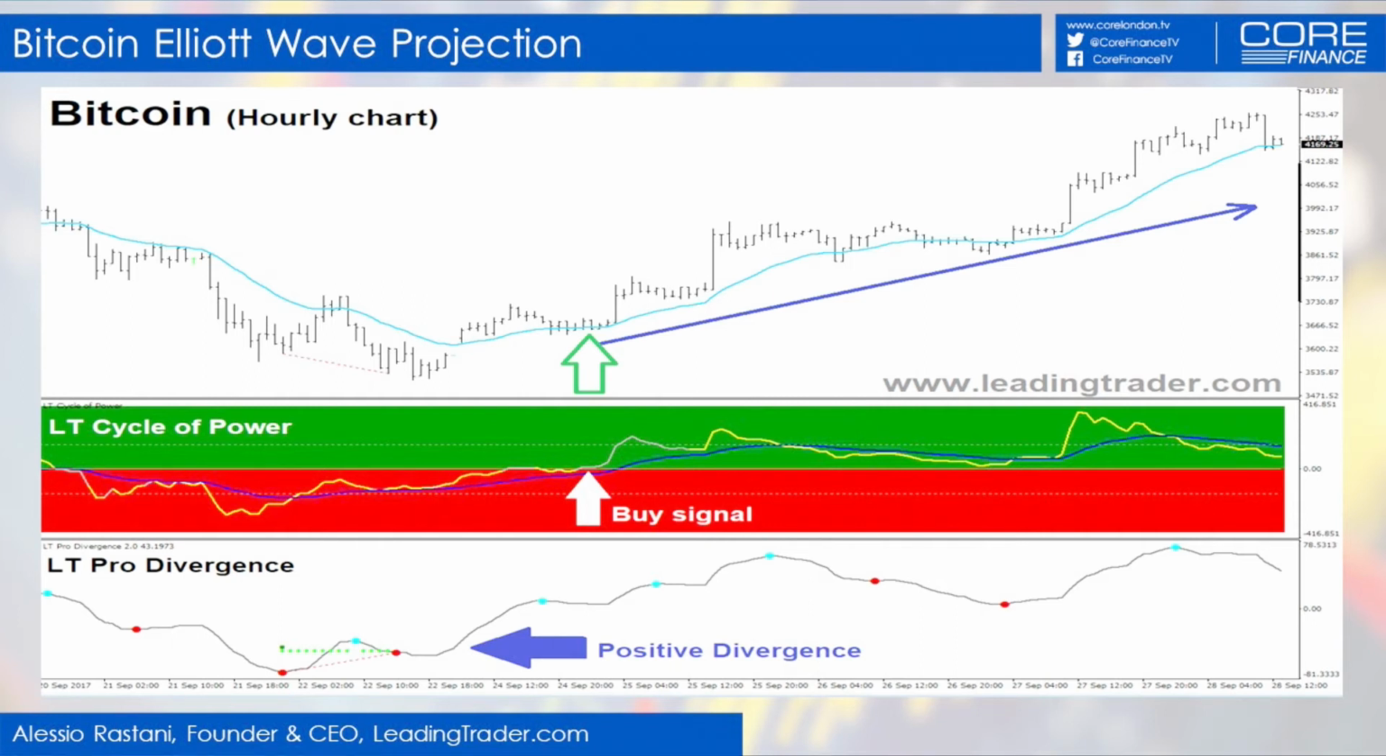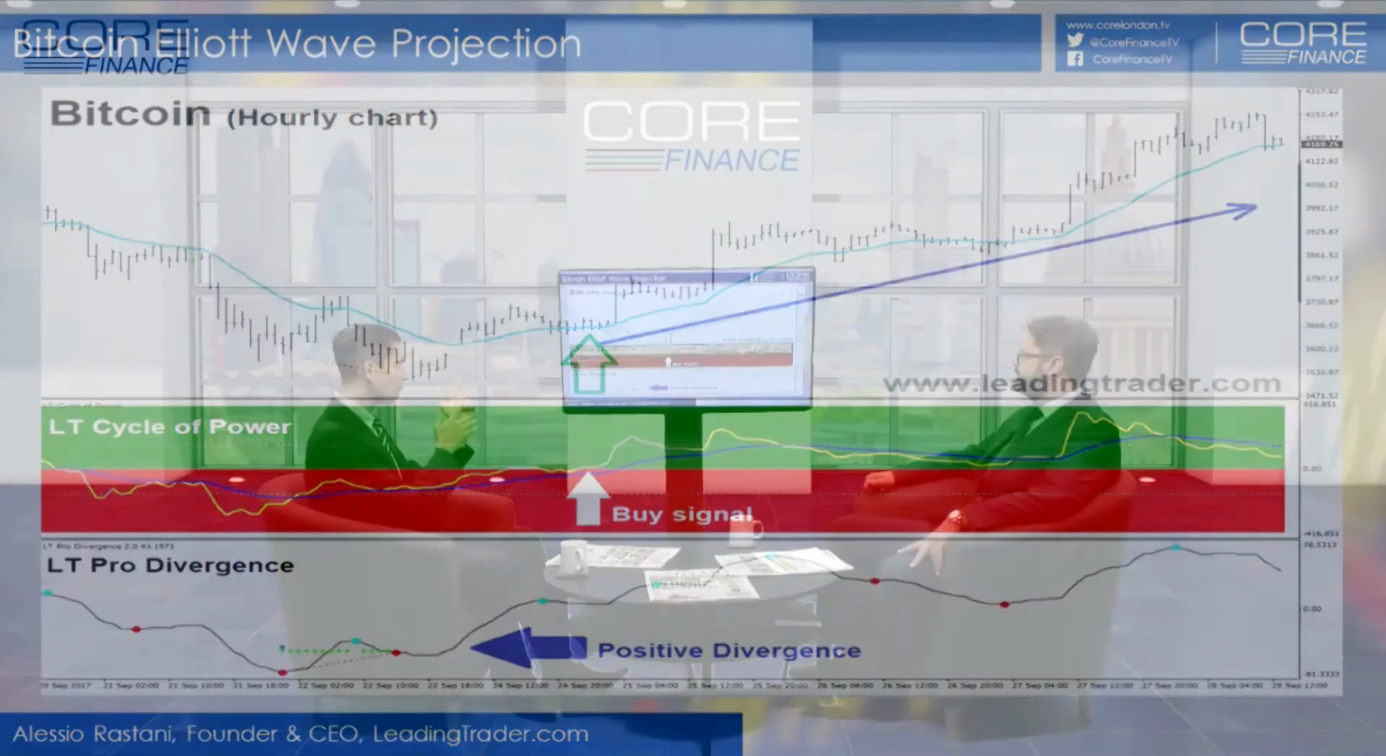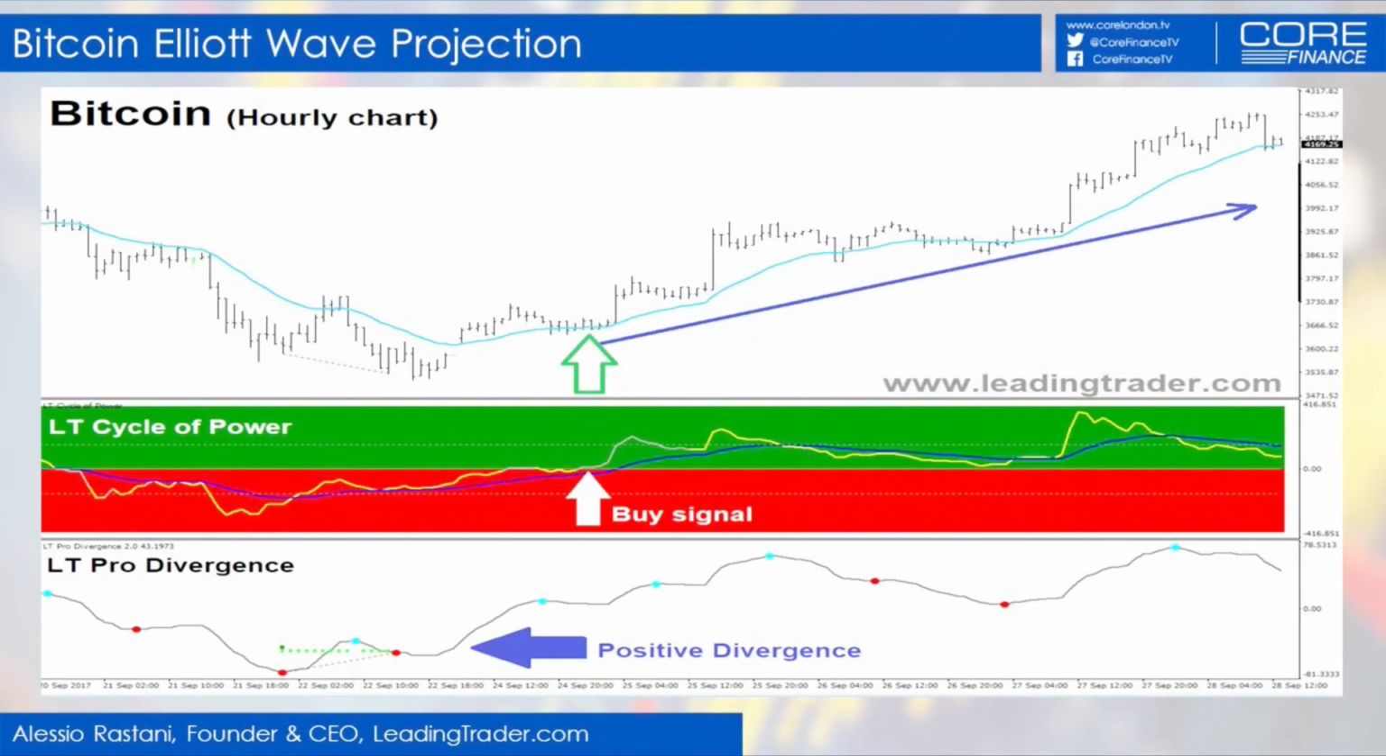What I look for on the LT cycle of power is when the yellow line, the middle line, goes above 0 into the green zone. I'm also looking for it to be above its average, the blue line running through there. So I need two things: above the average and into the green zone. That gave us the buy signal, and you can see that Bitcoin has been rallying very nicely from there, from 3,600 to where it is right now, at nearly 4,200.